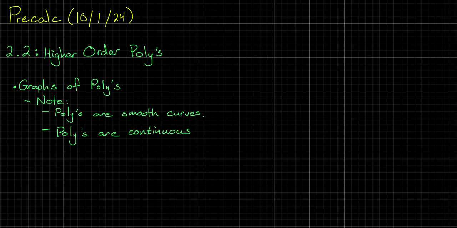There are some small exceptions where we'll see issues with this, but 99.9% of the time we're just going to say they're always smooth curves and they're always continuous. Beyond that, as we start looking at these, the easiest type of polynomial that you'll deal with is what's known as a power function. X to the whatever. It doesn't matter.